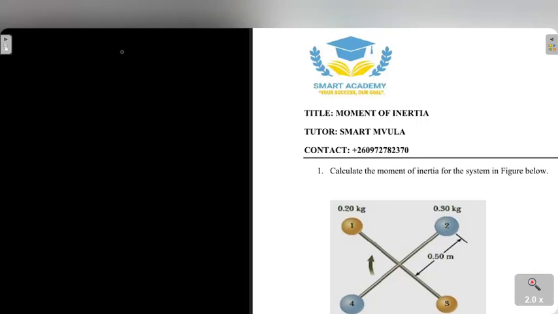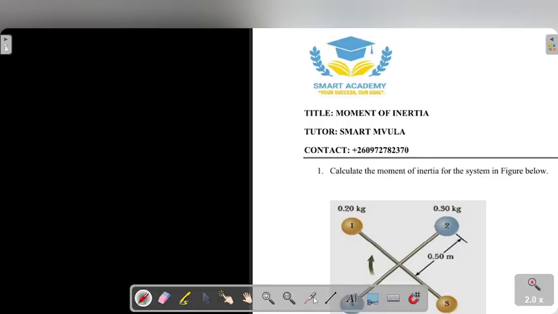Hello viewers, today we are solving some questions under moment of inertia. So we have our first question, which is saying: calculate the moment of inertia for the system in the figure below. That's what the question is saying.